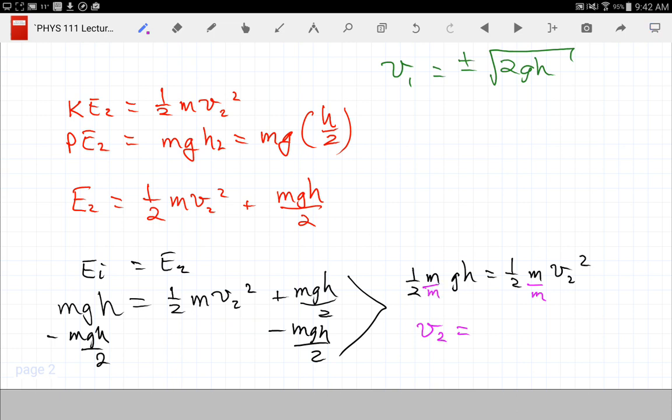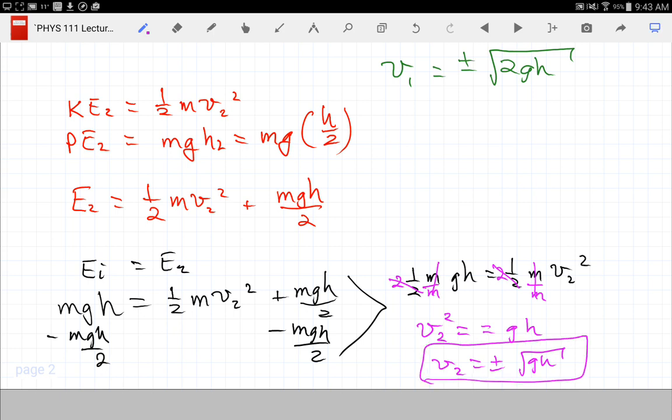and multiply by 2. Divide by 1/2 or multiply by 2. What I do to one side, I must do to the other. So I did it on both sides. 2 times 1/2, that cancels. m over m cancels. And I'm left with v2 squared is equal to gh. So v2 is equal to plus or minus the square root of gh.